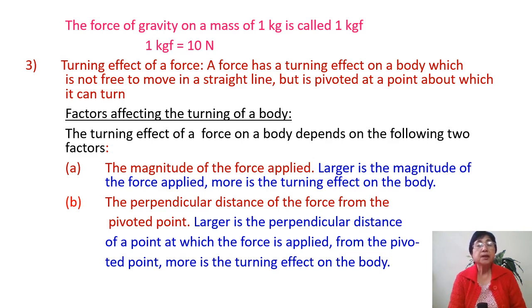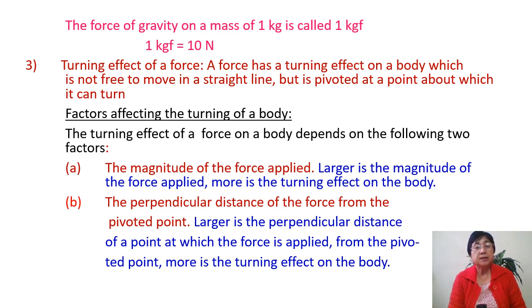Okay. The factors affecting the turning of a body. The turning effect of a force on a body depends on the following two factors. Number one, the magnitude of the force applied. That means how big the force is that is applied. Larger is the magnitude of the force, more is the turning effect on the body. That means bigger is the force, more will be the turning effect. Smaller is the force, less will be the turning effect on a body.